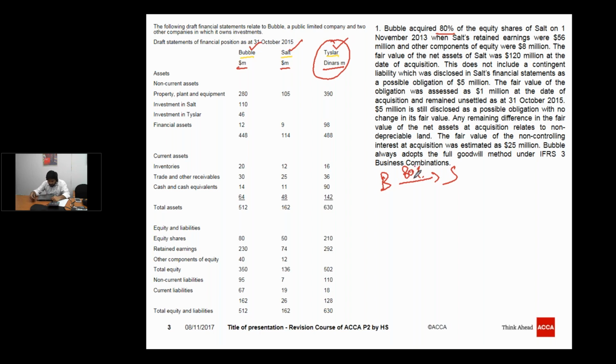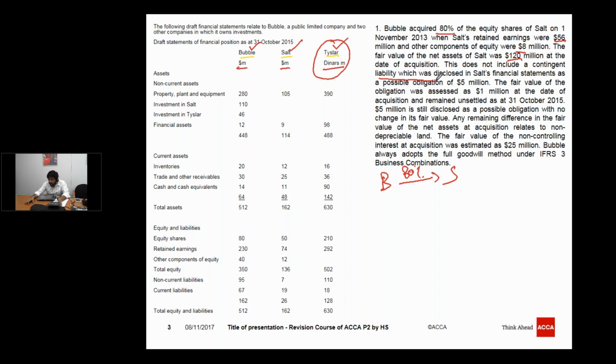The Salt company and the Bubble company's currency is the same. Both have dollars. So there is no implication of foreign currency transactions. You can easily see that the Bubble company acquired 80% shares in the Salt company on 1st November 2013, 2 years back, when the Salt company had retained earnings of 56. And the other component of equity is 8. The fair value of the net assets is 120. And this does not include the contingent liability which was disclosed in Salt.